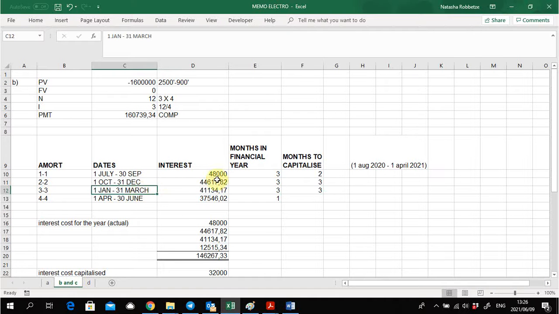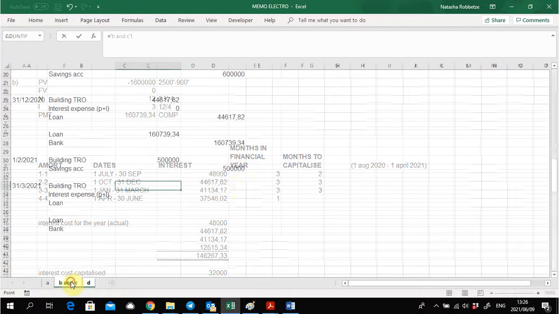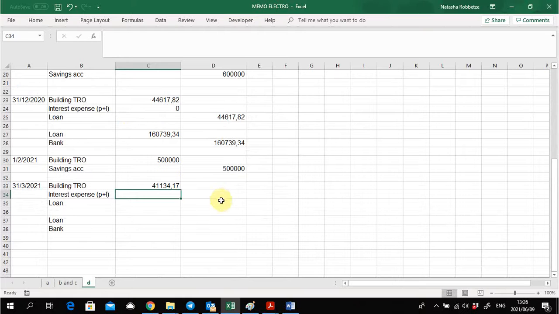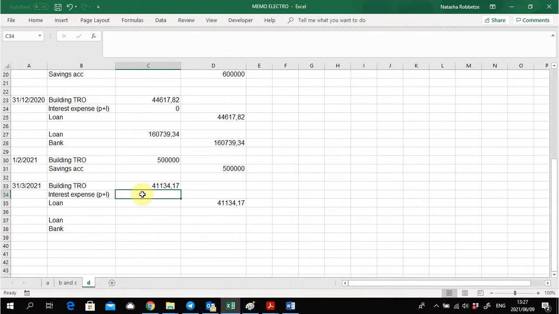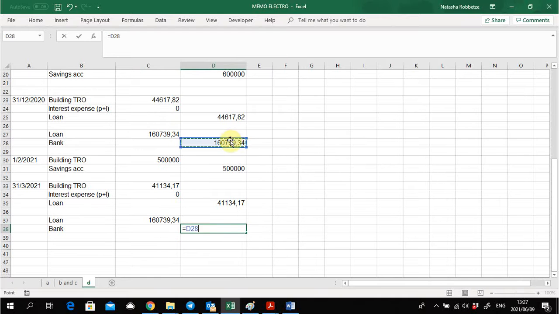If we go back to our calculation, all 3 months can be capitalized because 3 months fell within the capitalization period. So I will simply say equals this amount, and then the loan also equals this amount because that is the portion which represents the actual interest, and all 3 months fell within our financial year. So again, you will find that the interest expense will be nothing. We need to make the payment as originally calculated on our calculators.